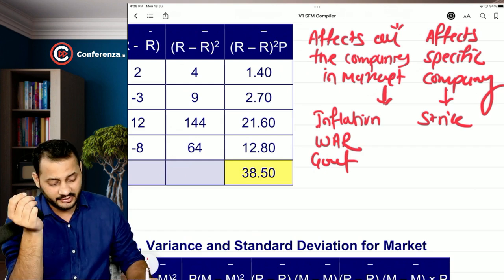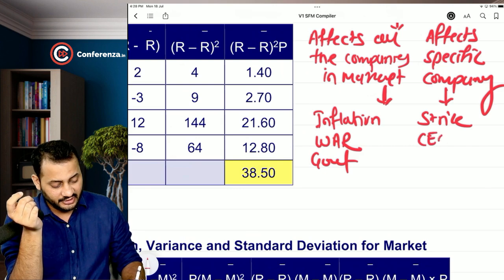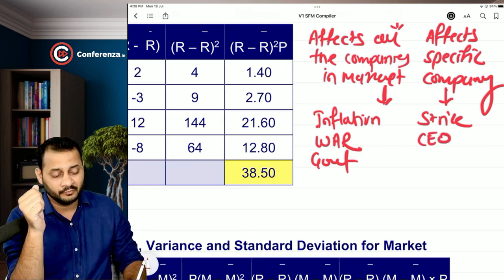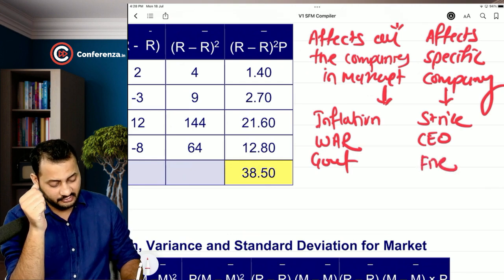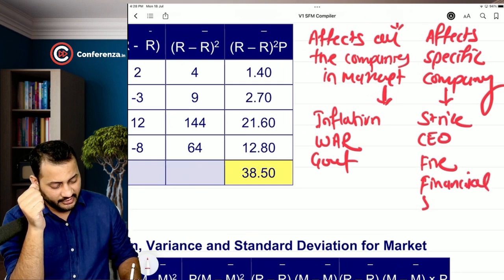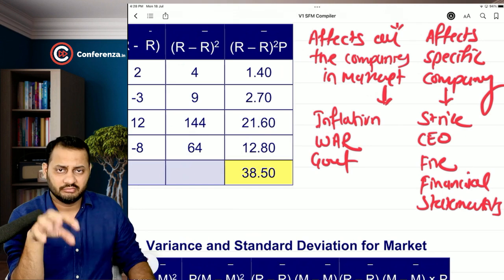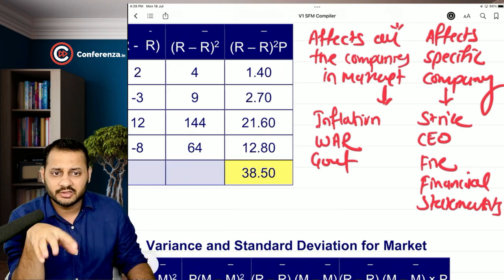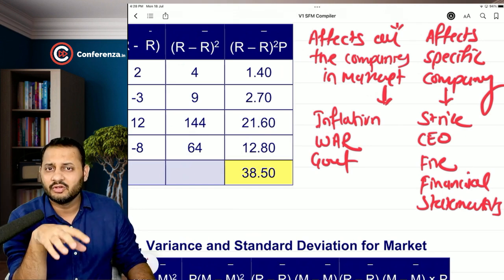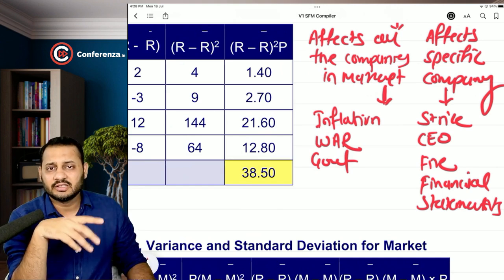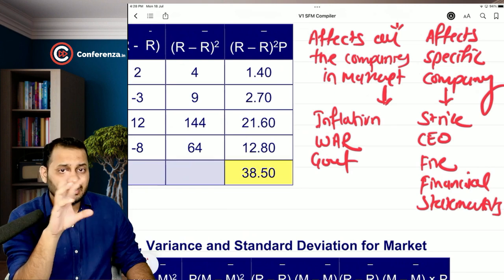Strike, change in the CEO, death of the CEO, or we can say resignation of the CEO of the company, fire, financial statements. So if there are losses in the financial statement, it will be in some companies' balance sheets. Not all the companies' balance sheet and profit and loss account will show losses in the same year. So these are kinds of risk which are company specific risk.